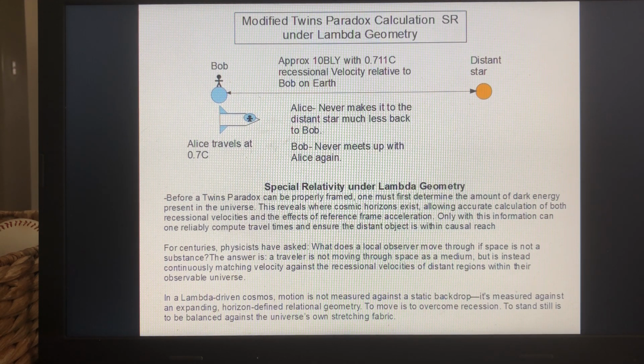Also consider that when Alice is flying at 0.8 c at a 10 billion light year separation, remember how she started off looking like she was only making 0.1 c progress, and then it went up to about 0.5 c progress, but she only saw 0.8 c when she actually made it there. So even though Alice had the same speed, you could see the acceleration geometry relative to that distant object. And this is how special relativity under Lambda geometry behaves.